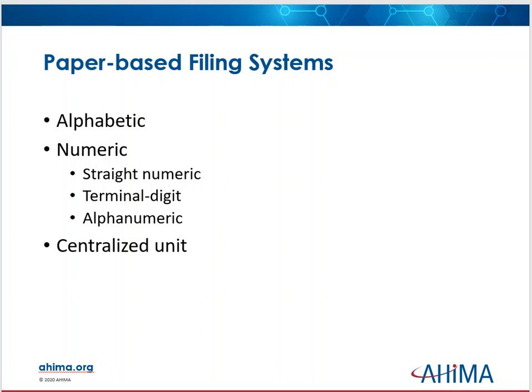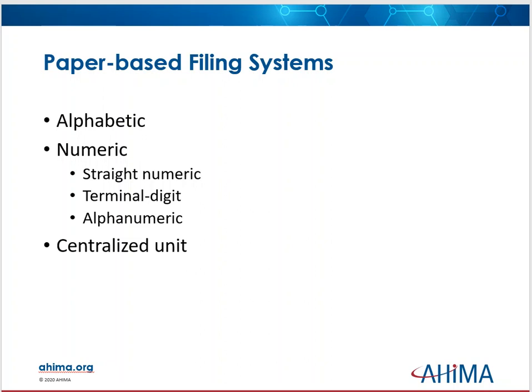So 1, 2, 3, 4, 5, 6. And then you file by the last 2, then the middle 2, and the first 2. So it's a slightly different way of doing it. And the reason why it's done is, again, statistically, it spreads out where you create that chart and put that in a physical file room, which again, is the most popular in a paper-based filing system of a hospital, least popular for a physician's office.